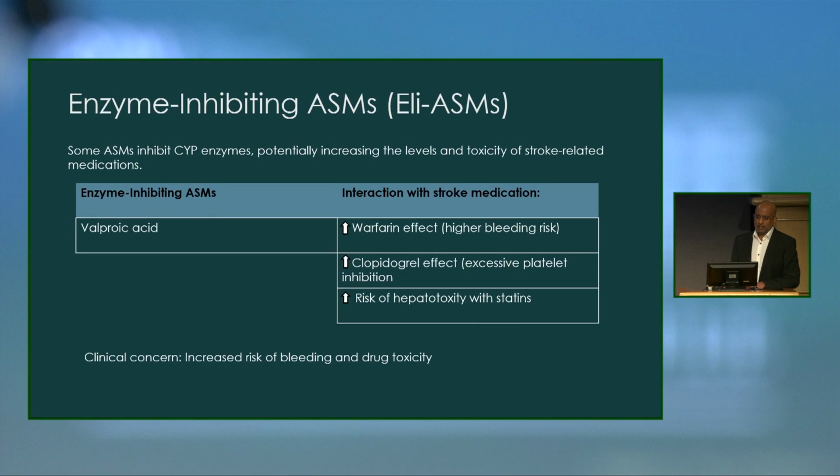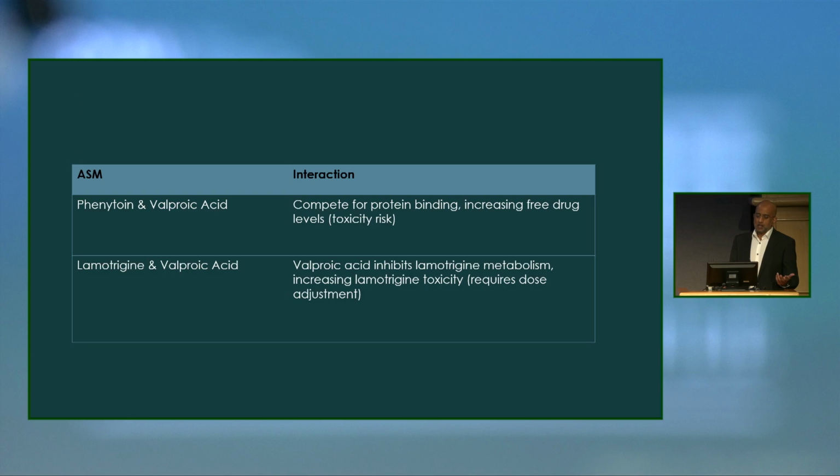Valproic acid is an inhibitor of these enzymes, and hence the total opposite. You have an increased risk of hemorrhage. Phenytoin in combination with valproic acid compete for protein binding, and this tends to increase the free drug levels, and one can get toxicity. And with lamotrigine and valproic acid, the interaction is such that valproic acid inhibits lamotrigine metabolism, increasing lamotrigine toxicity, and therefore you'd have to be very mindful of this.